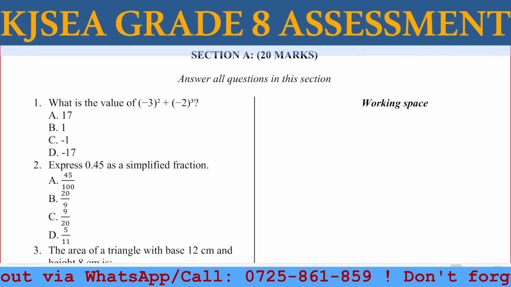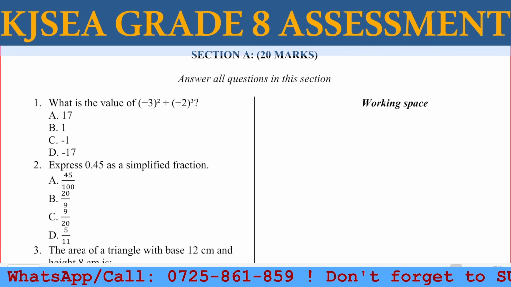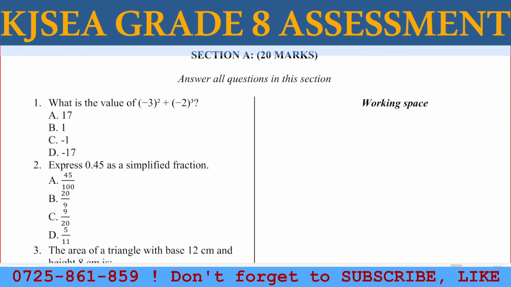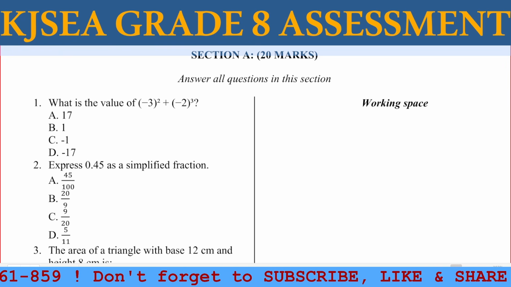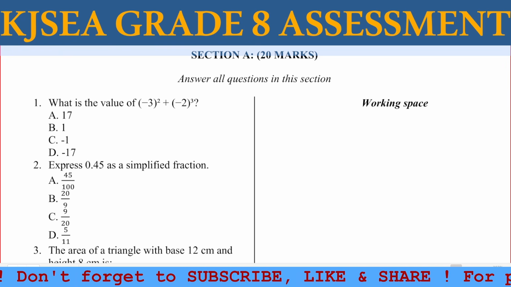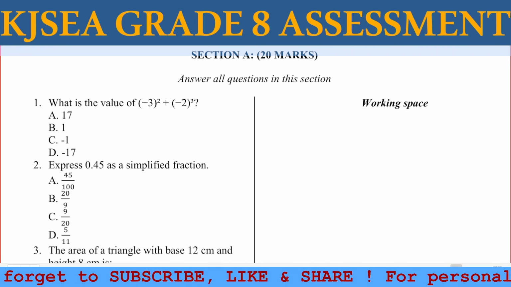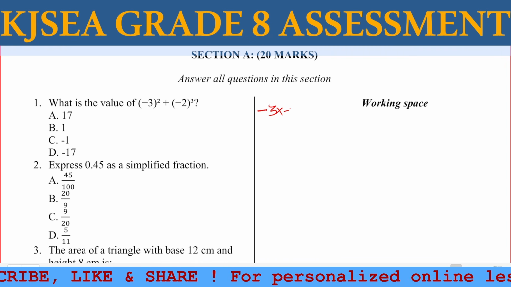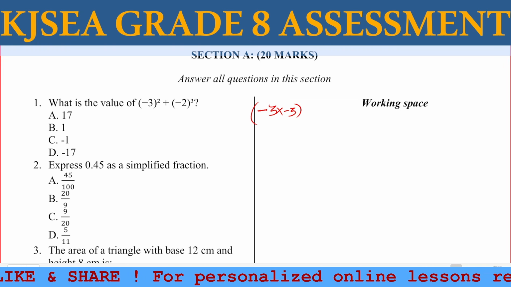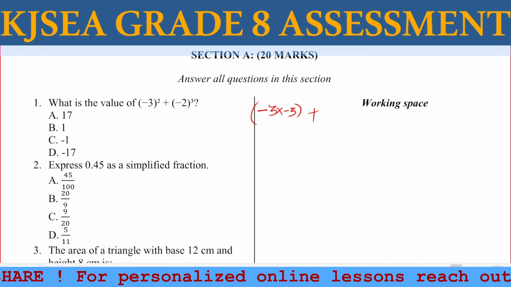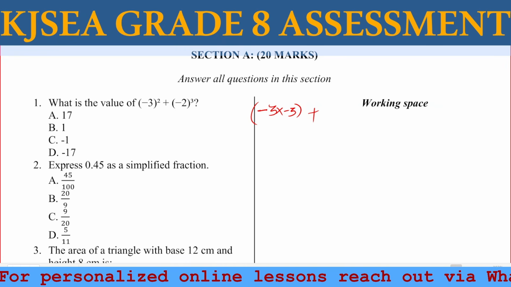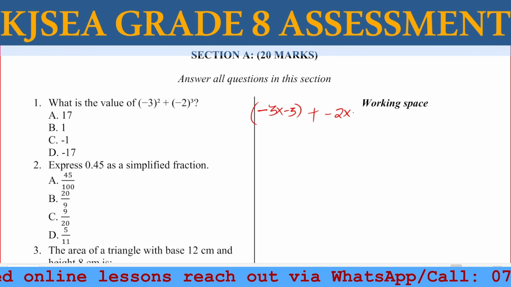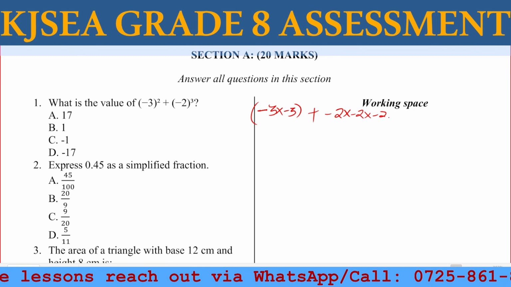Question 1. What is the value of -3 squared plus -2 cubed? So what is -3 squared? The square of a number is the number multiplied by itself 2 times. So -3 squared is -3 times -3. Then we add the cube of -2. The cube of a number is the number multiplied by itself 3 times. So -2 times -2 times -2.